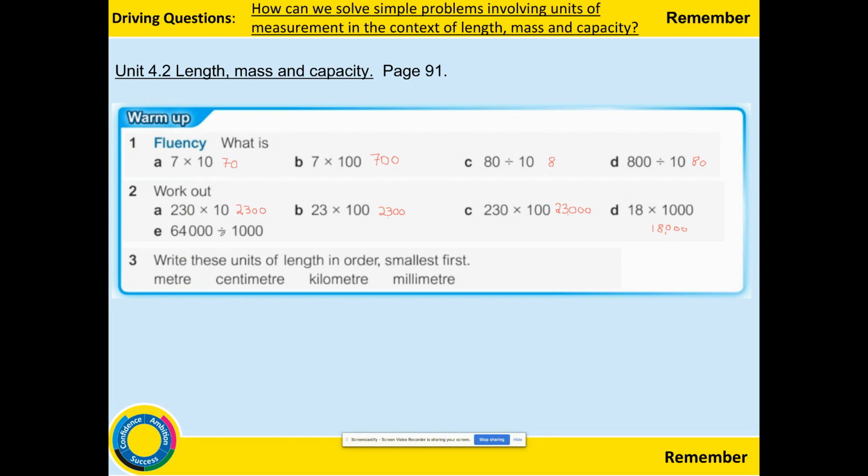64,000 divide by 1,000. Divide, so I'm going to end up with a smaller number. I'm dividing by 1,000. That has 3 zeros. So I'm going to lose 1, 2, 3 zeros. And I'm going to end up with just 64.